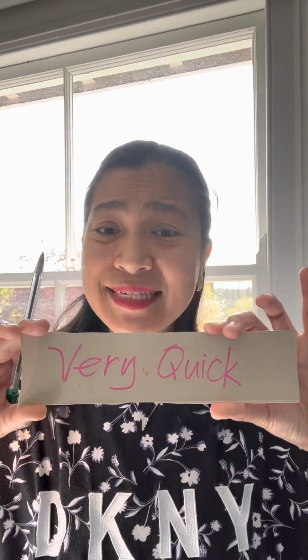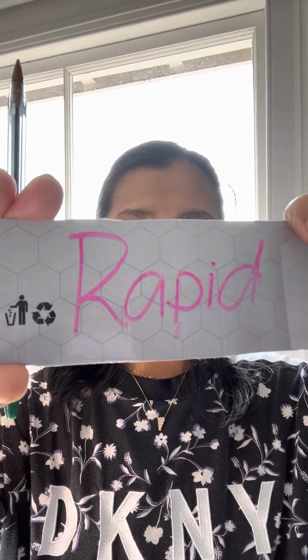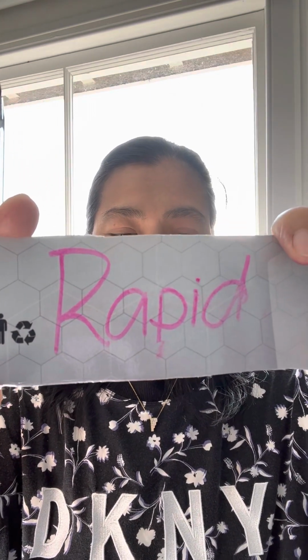The next one is very quick. Instead of using this word very quick, you could replace it with rapid. You can't make rapid decisions when it comes to making investments. So, rapid for very quick. This is another term to use when you do some economics and compare data.